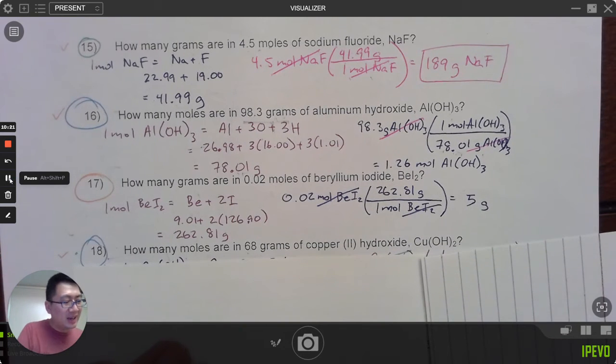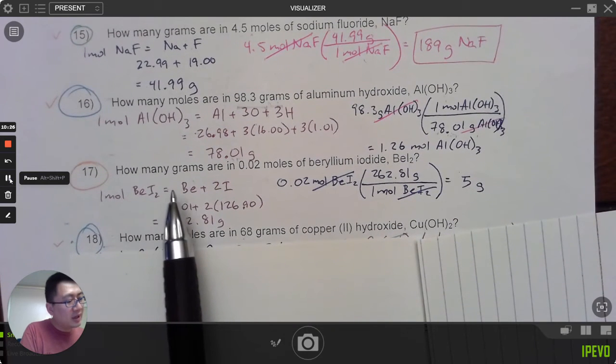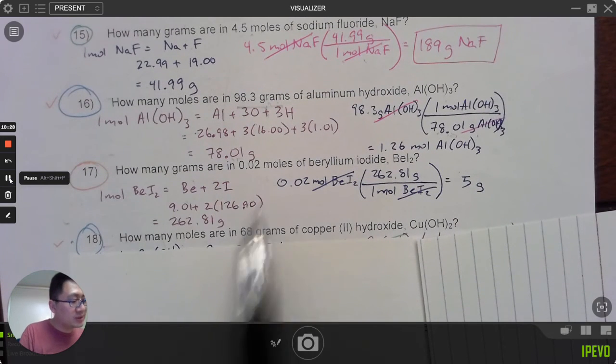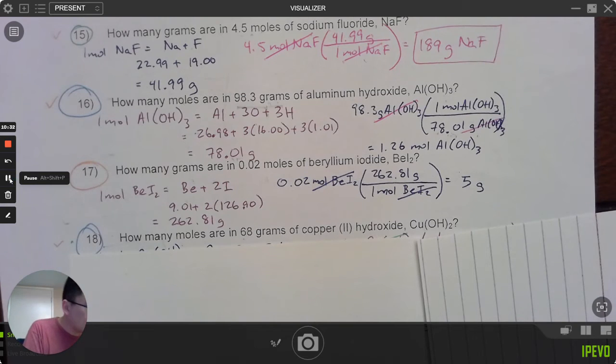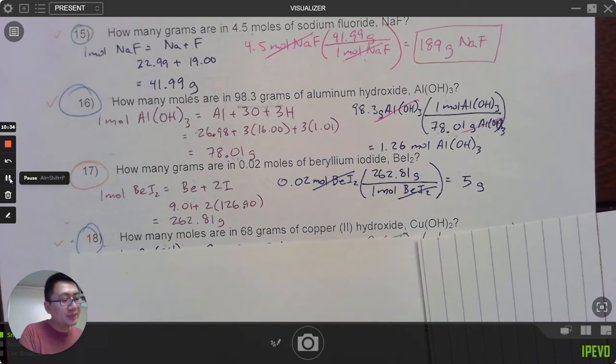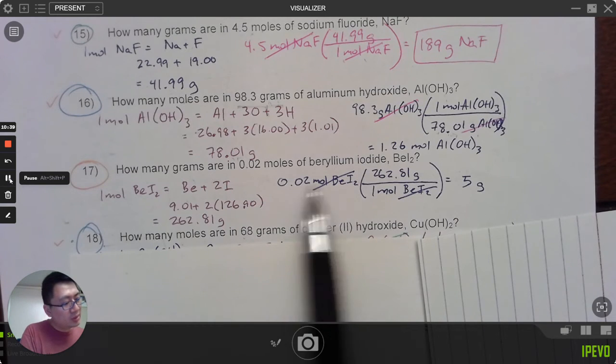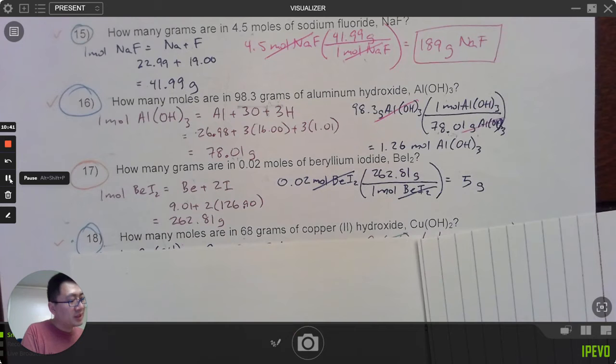Here's the answer. I got 5 grams, because the question is how many grams given 0.02 moles. First thing, find the molar mass. I got 262.81. And moles times the molar mass was, I got 5 grams, 1 sig fig.